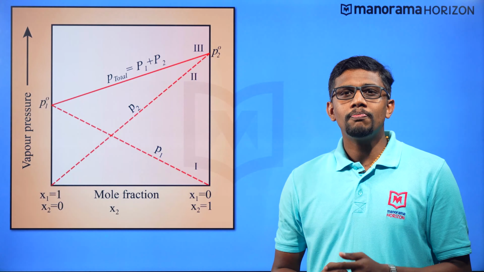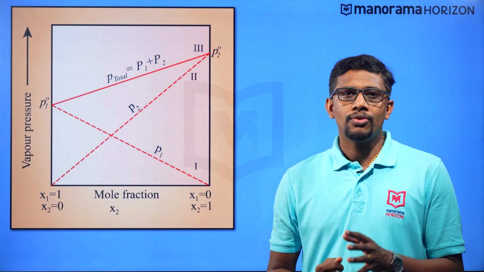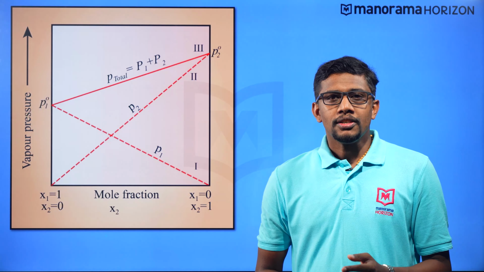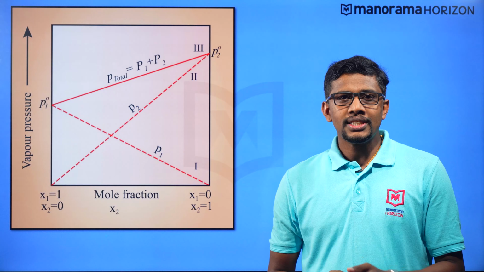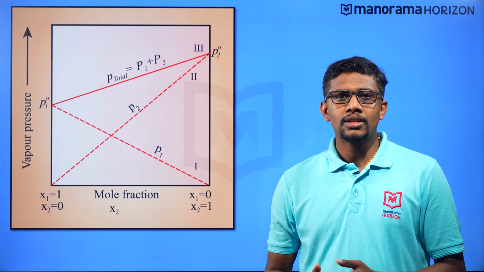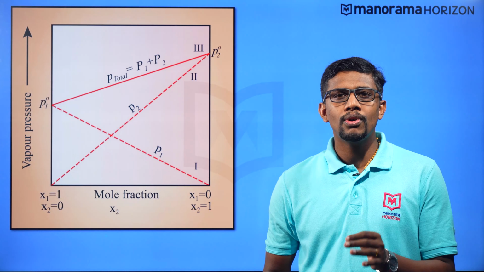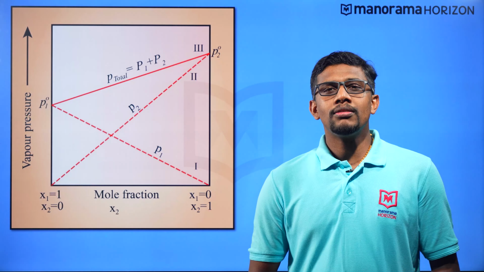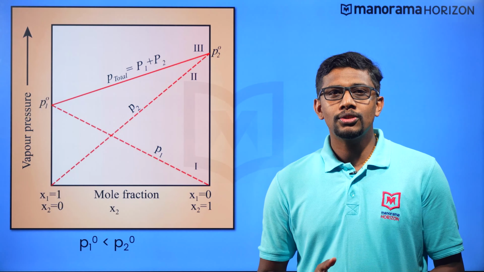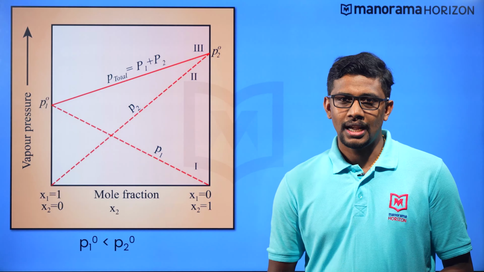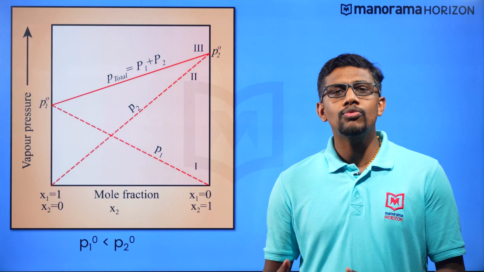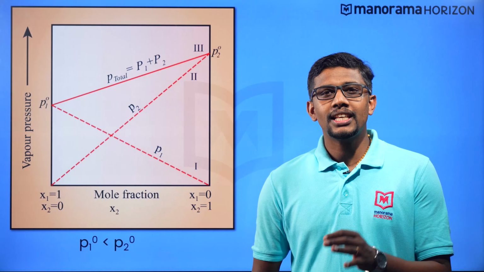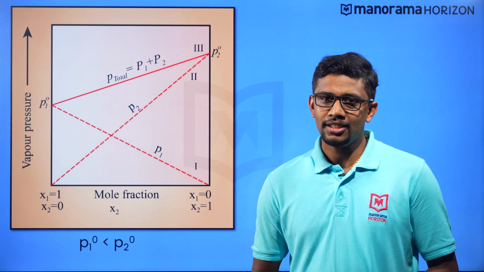A graph of partial pressure versus the mole fractions for components 1 and 2 gives a linear plot as shown here. Here you can see when the mole fraction of the first component becomes 1, then the partial pressure of the first component is the vapor pressure of pure component 1. A similar relation can be observed with component 2 also. You may also note that the vapor pressure of component 2 is greater than that of component 1. This shows that component 2 is more volatile than component 1. The solid line shows total vapor pressure is the sum of the partial pressures of components 1 and 2.